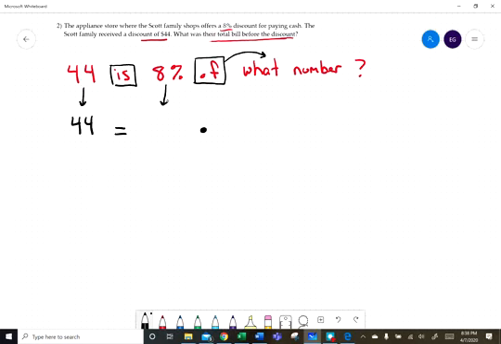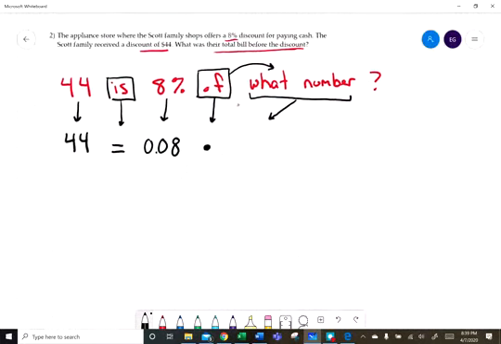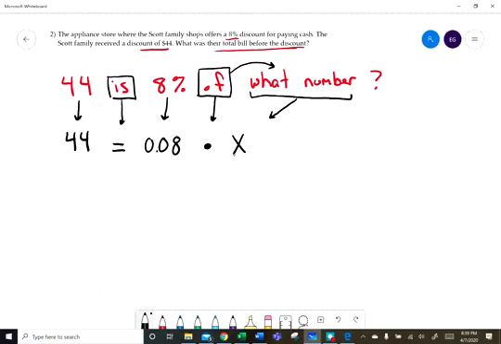8%, well, let's remember, percentages are not numbers. So to convert that to a number, it needs to be a decimal. So 8% is 0.08. Of is times, we said is was equals, of is times, and what number? Well, that's the unknown. In algebra, we use symbols as a temporary placeholder for an unknown. We could use the letter N, we could use the letter X. Basically, you could use any symbol you want. I'll stick with the most common one, which is the letter X. So X is that number.